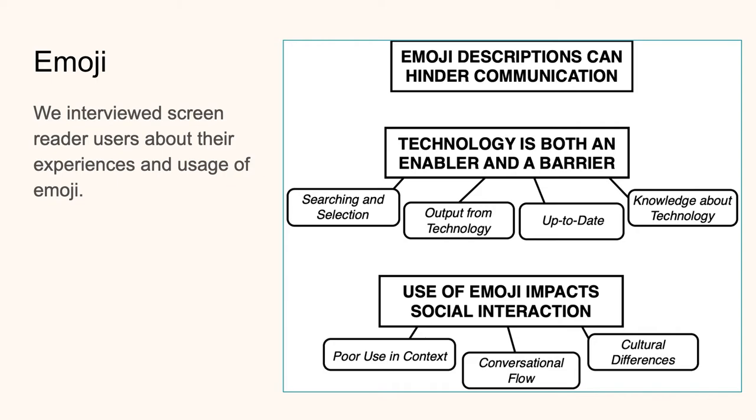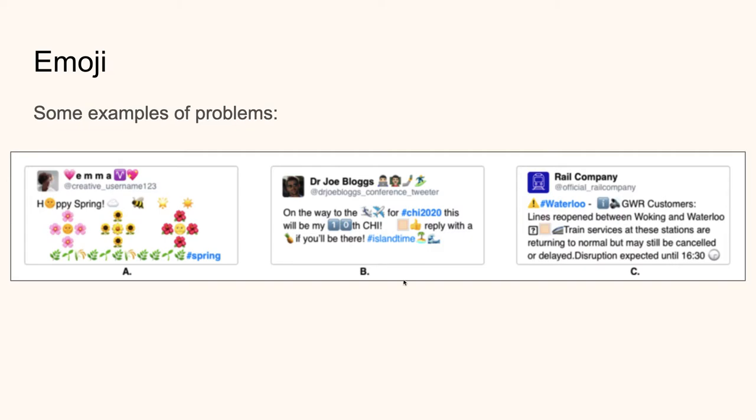Sometimes, if you imagine them in a text, you have a clock as an example. So this right-hand example from the rail company says disruption expected until 16:30, but that emoji is actually 15:30. So that hinders communication because it's unsure, is disruption going to be finished by 3:30 or 4:30?